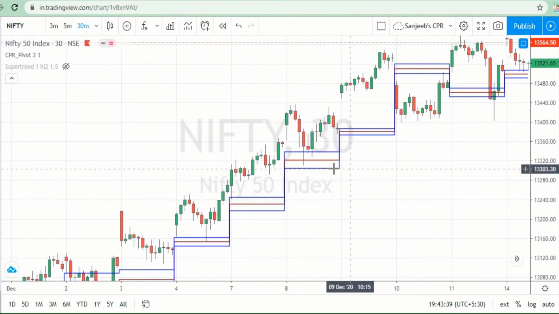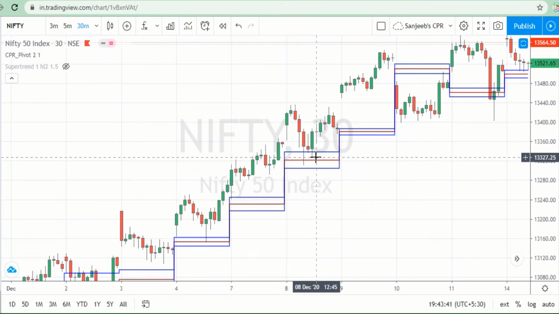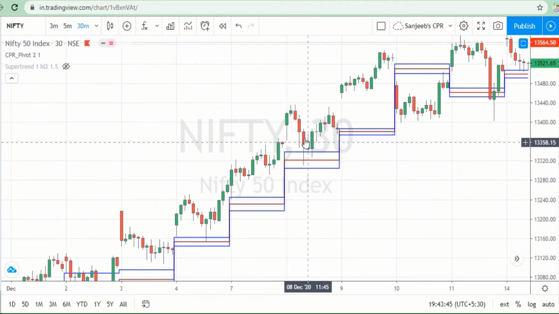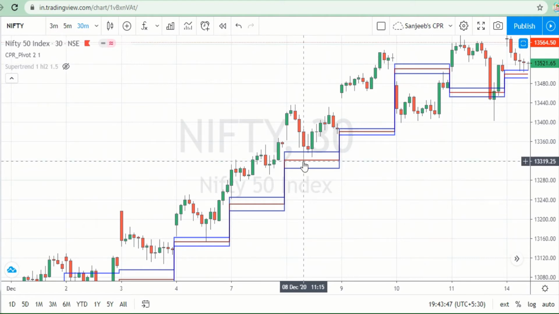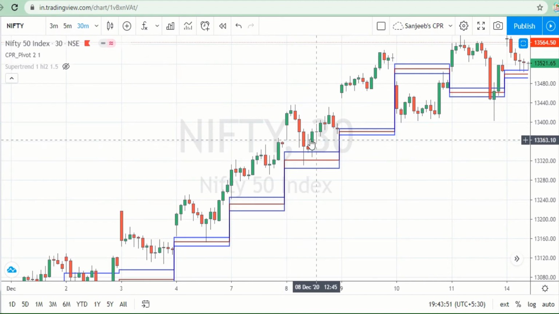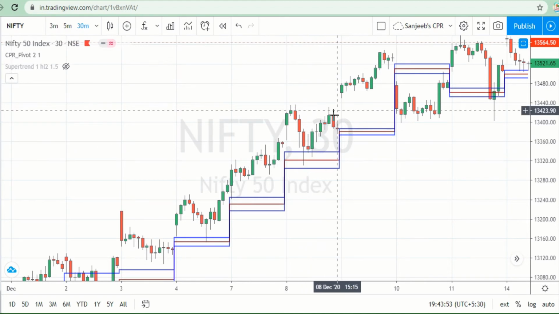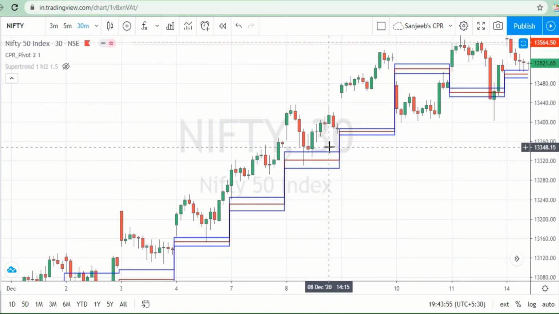Okay, and when it comes back to the CPR, this is the dip, when it comes back to the CPR, when it is a dip then it is a buy signal. Okay, then it bounces back. That is why it is called buy on dip and sell on rip. Rip means when you sell this should be a downtrend, and when you buy this should be an uptrend.